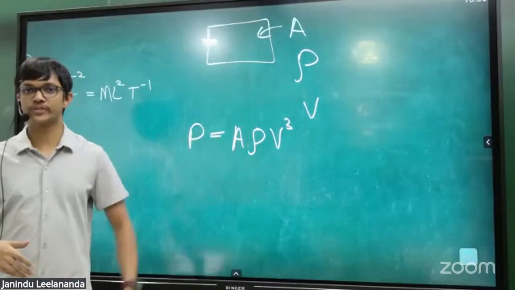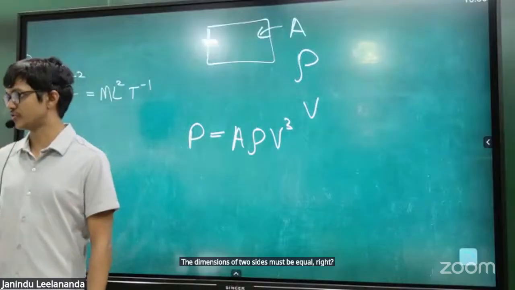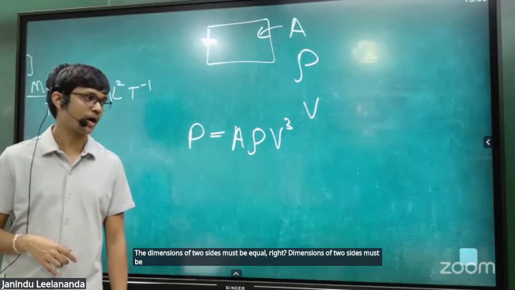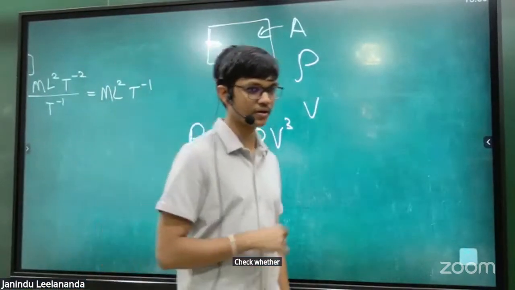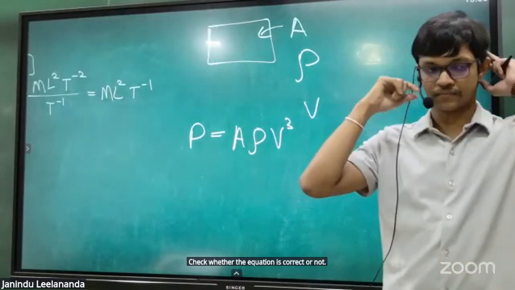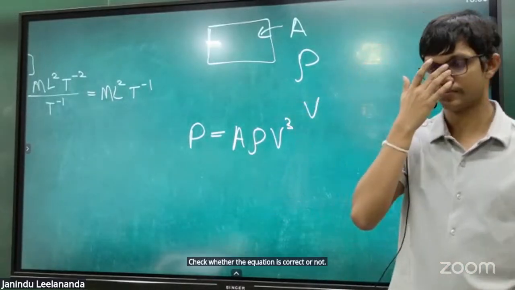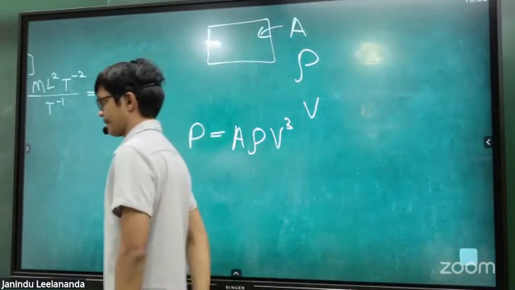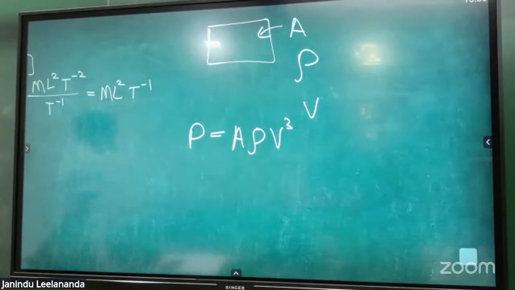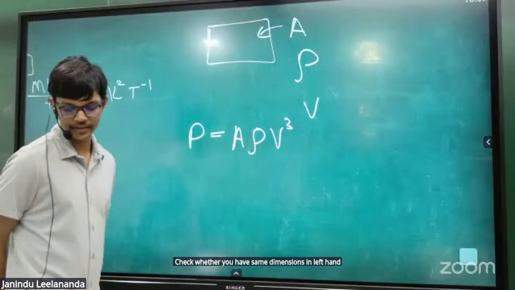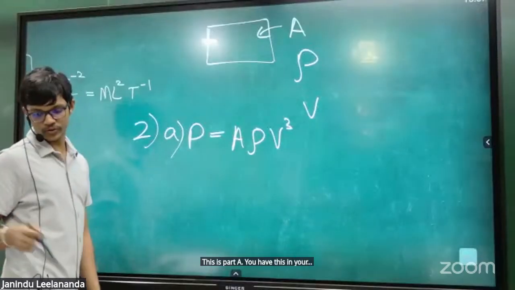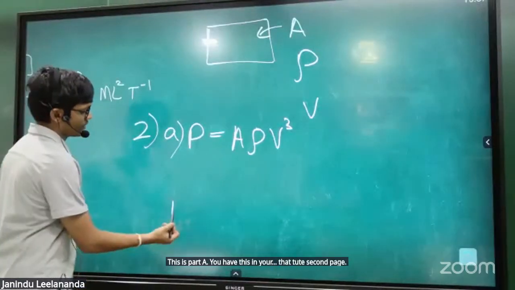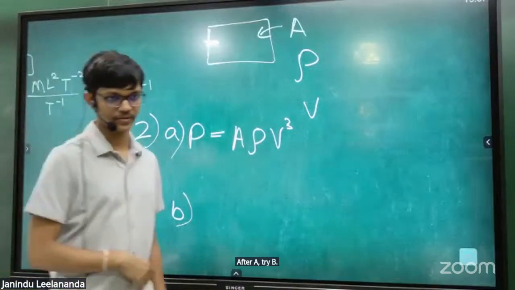The dimensions of two sides must be equal, right? Clear? So check whether this equation is correct or not. Check whether you have the same dimensions on the left hand side and right hand side. This is part A. You have this in the tute, second page. After A, try B. First try A, then B.